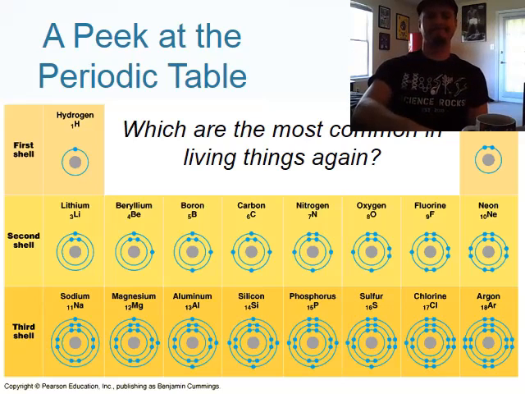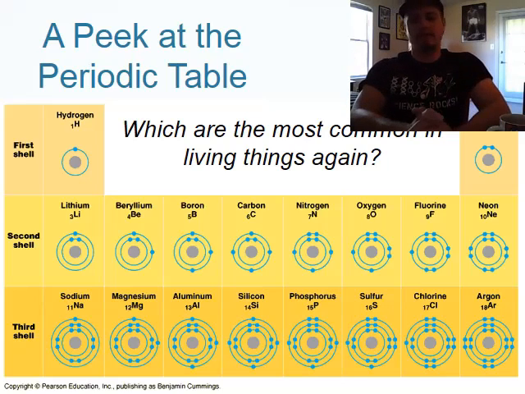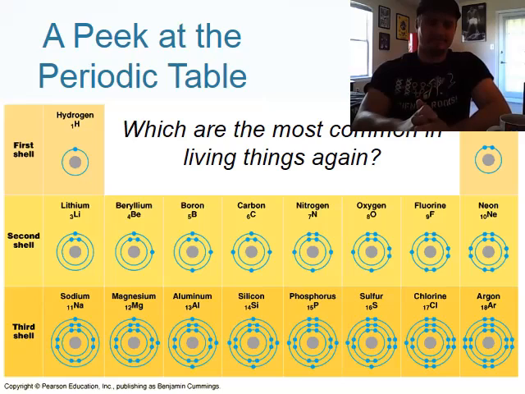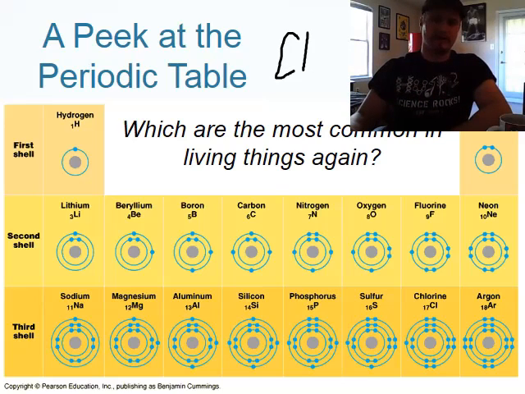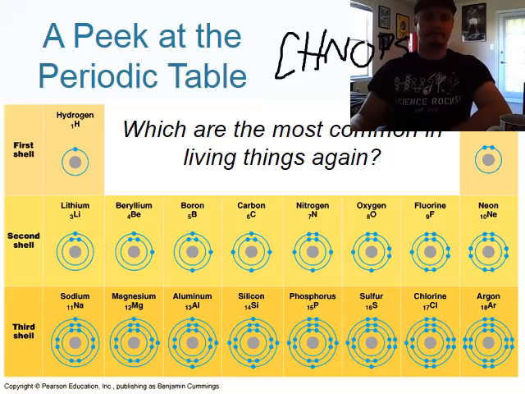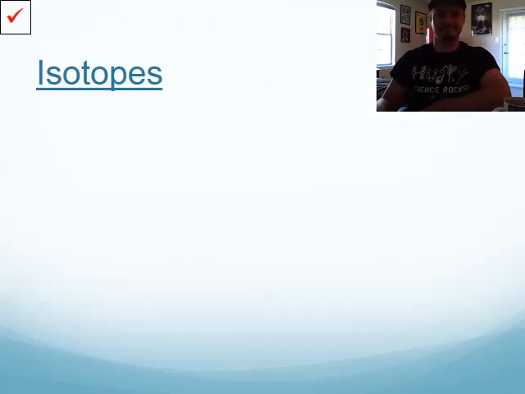Oh yeah. So, remember, CHNOPS. We have carbon, hydrogen, nitrogen, oxygen, phosphorus, and sulfur. Those are the most abundant elements in living things.